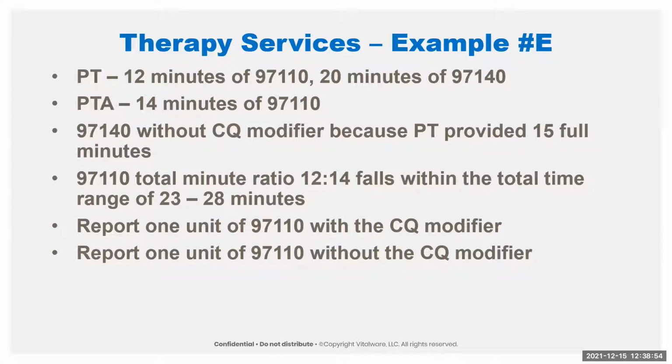So let's say your physical therapist spends 12 minutes of the 97110 and 20 minutes of the 97140. And then your assistant spent 14 minutes of 97110, but not on your 97140. You would report the 97140 without the CQ modifier because the therapist provided that full 15 minutes. And then for the 97110, you've got 12 minutes by the therapist and 14 by the assistant. So it falls within that total time range of 23 to 28 minutes. So you would report one unit of the 97110 with the CQ modifier and one without the CQ modifier.